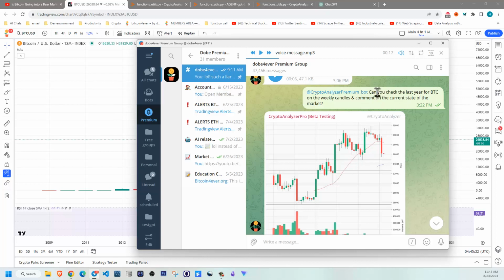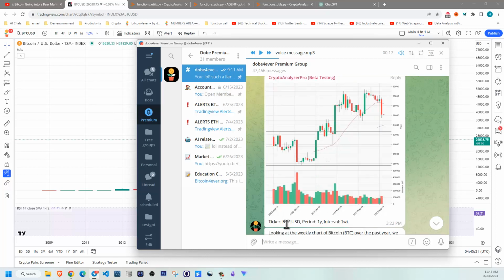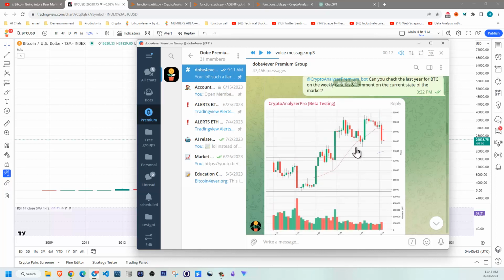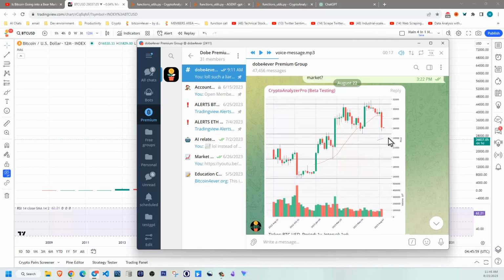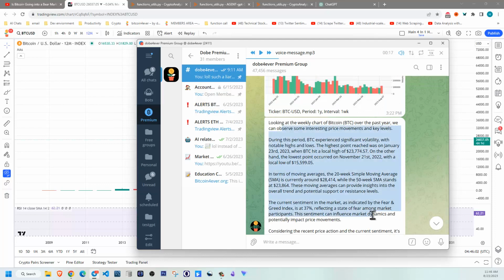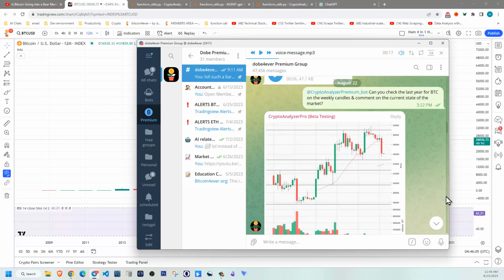In this case, I just said, can you check the last year for BTC on the weekly candles and comment on the current state of the market? And it did just that. It fetched the BTC USD prices for the last 1 year with the weekly interval, which means weekly candles, and it's showing the relevant levels. It's also showing partial moving averages. I have to improve that as well so that we can see the whole moving averages. The moving averages are not available in the free bot, but you will see the horizontal levels and, obviously, the explanation answering whatever question you are asking.